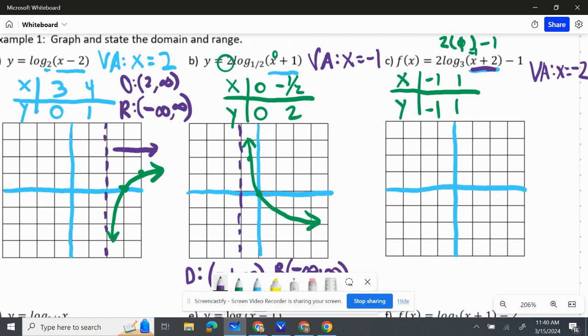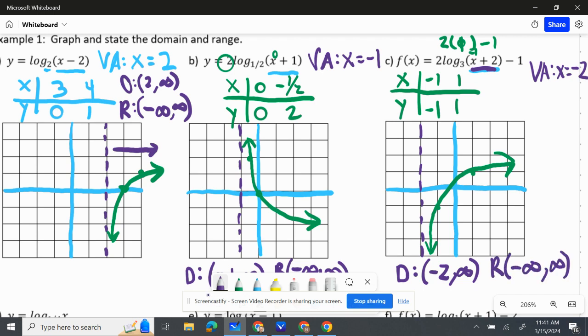We have our vertical asymptote at negative 2. We have our points at negative 1, 1, and 1, 1. And so when we're trying to figure out our domain, it always starts at our asymptote, which is -2. And then our range goes from -infinity to infinity.